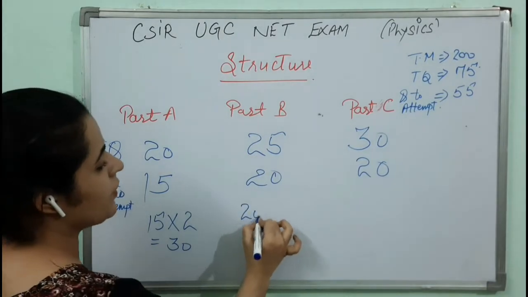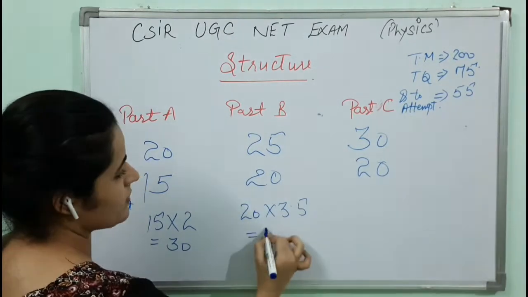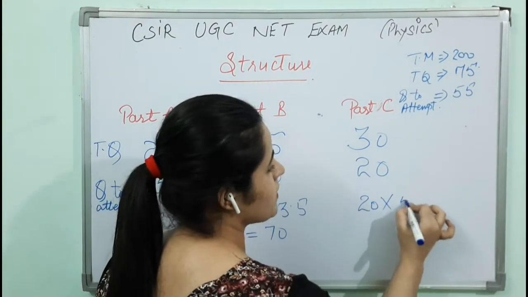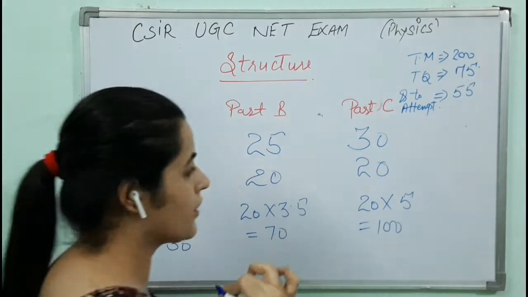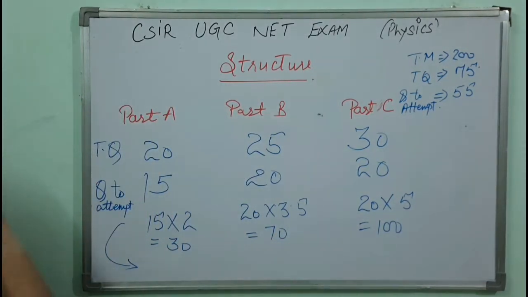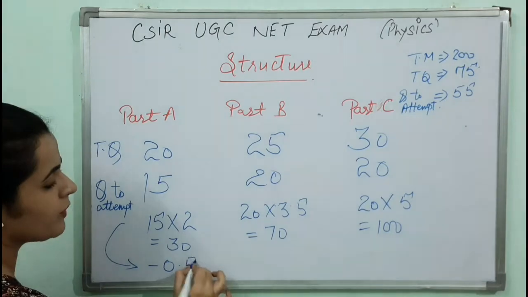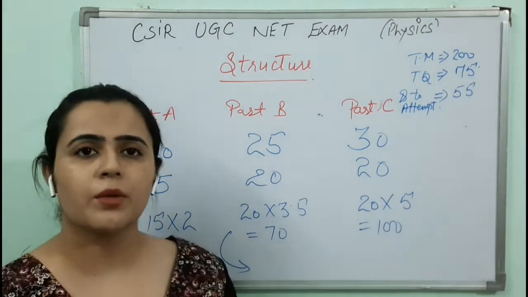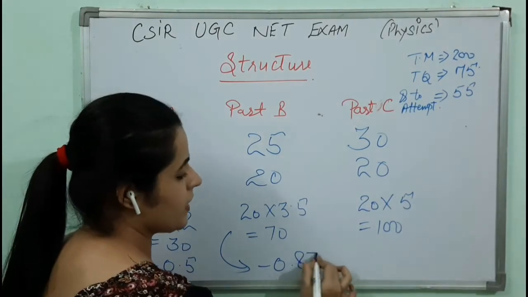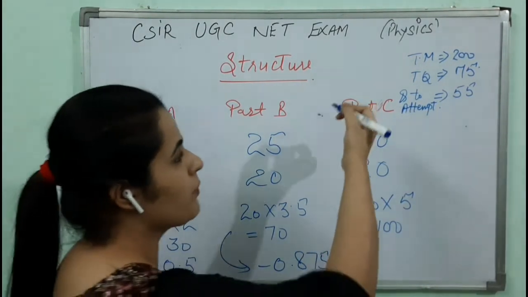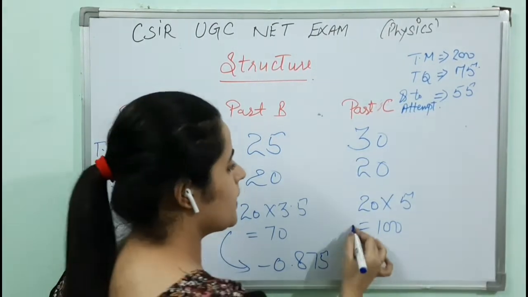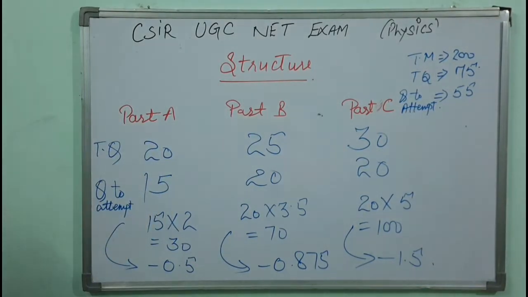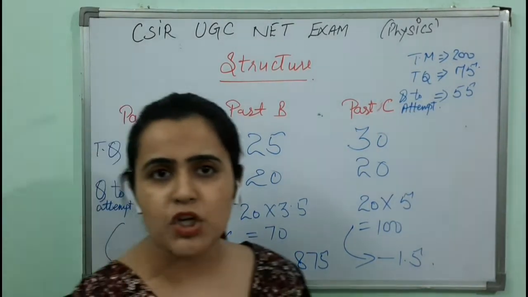And part B carries 3.5 marks each. Total marks is equal to 70. And part C carries 5 marks each. Total marks is equal to 100. If you attempt one wrong question from part A, there will be negative marking of 0.5. If you attempt a wrong question from part B, there will be a negative marking of 0.875. And similarly, if you attempt one wrong question from part C, then there will be a negative marking of 1.5 marks. So, this is the basic structure of the examination.